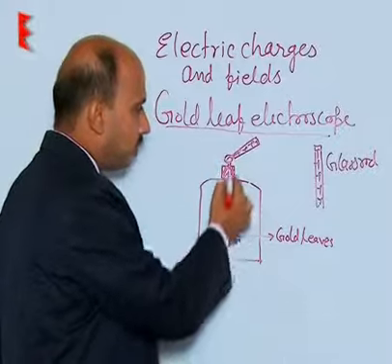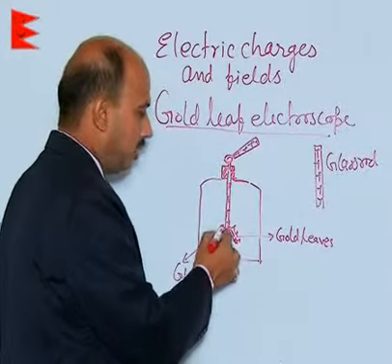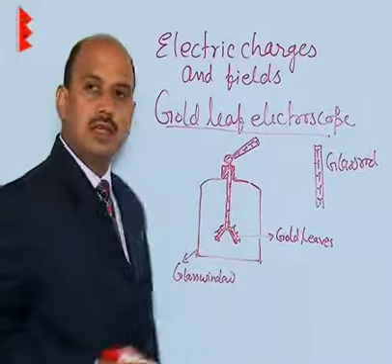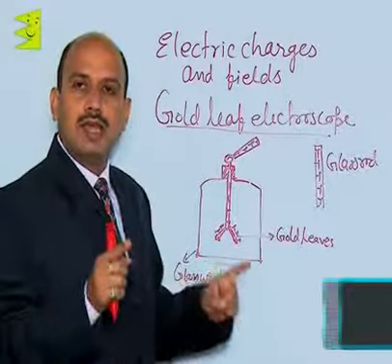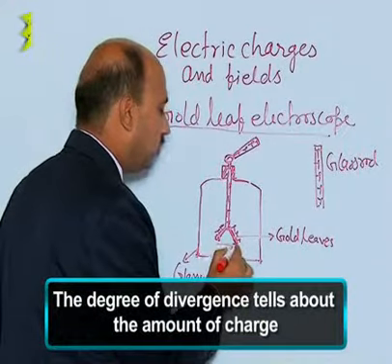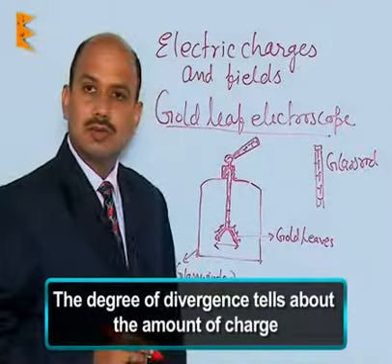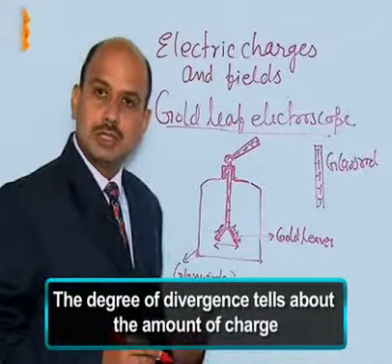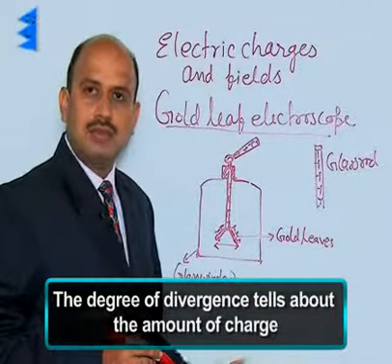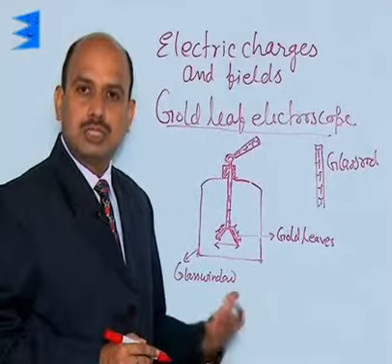There are very thin gold leaves at the end. When this positive charge comes through the metal and reaches the gold leaves, there is positive and positive, and because of this there is repulsion. So there is a divergence. The degree of divergence tells about the magnitude of the charge. The larger the divergence, the larger the magnitude of the charge.